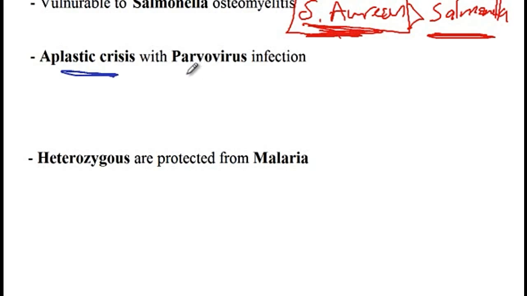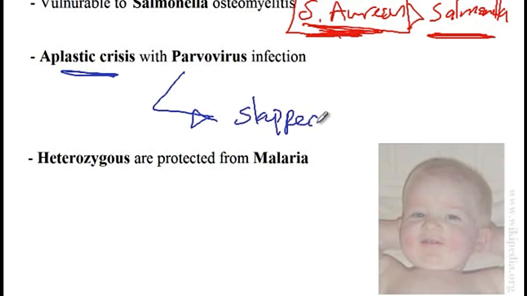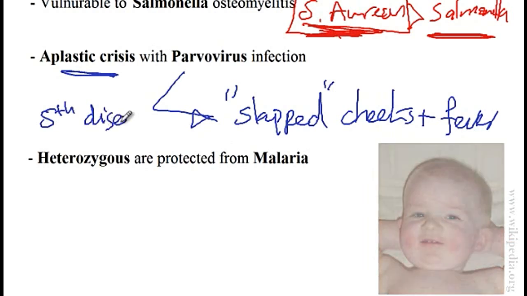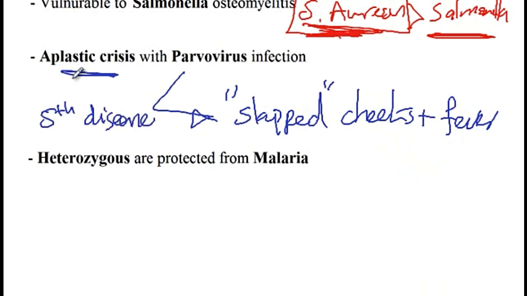Now, one question that I have for you is that parvovirus in children can cause slapped cheeks with fever, and that is high yield. So what's the name of the disease that is caused by parvovirus presenting as slapped cheeks and fever? That is called fifth disease. And in patients who have sickle cell anemia, it can cause aplastic crisis.